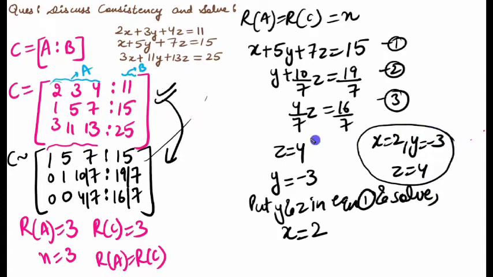So here a unique solution exists, which is given by these three values. So this is how, by using the rank concept and by reducing the matrix A to its upper triangular form, we have solved the system of linear equations to find the values of the variables x, y and z.